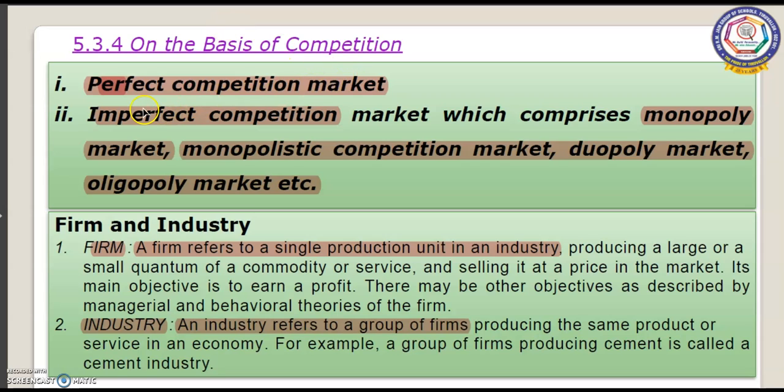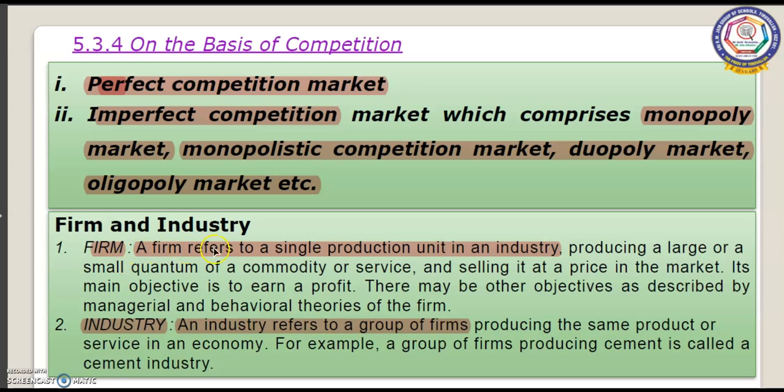Next, on the basis of competition, we can divide into perfect competition market and imperfect competition. And imperfect competition comprises monopoly market, monopolistic competition market, duopoly market, oligopoly market. We are going to discuss these two concepts in detail. So before that, you have to know what is meant by a firm and what is meant by an industry. So what is the difference between firm and industry?